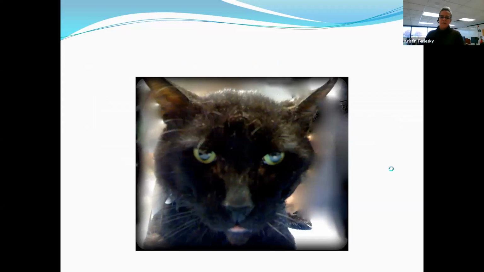If you can see in this picture, that cat's eyes are sunken back into its orbit. The eyes should be a little bit more out, meaning that cat is severely dehydrated.